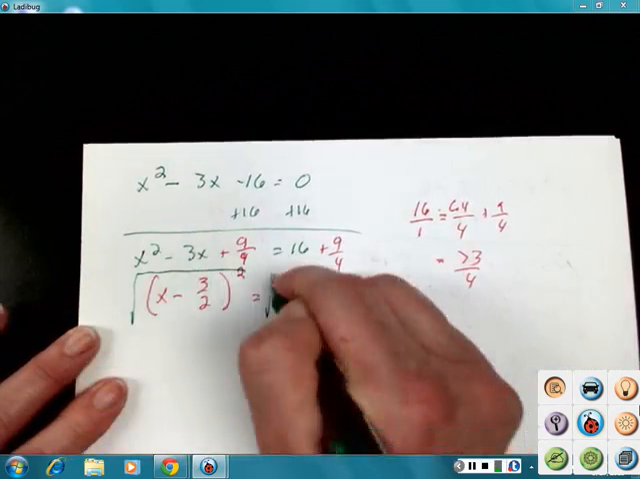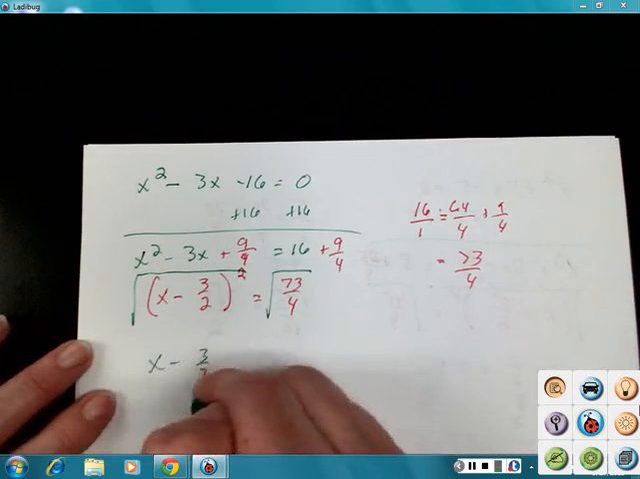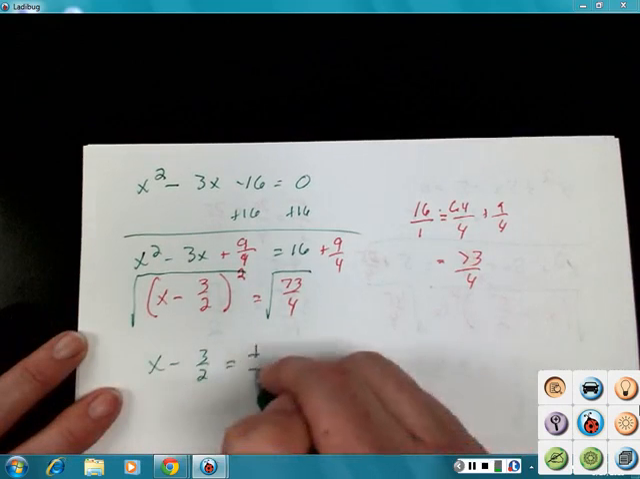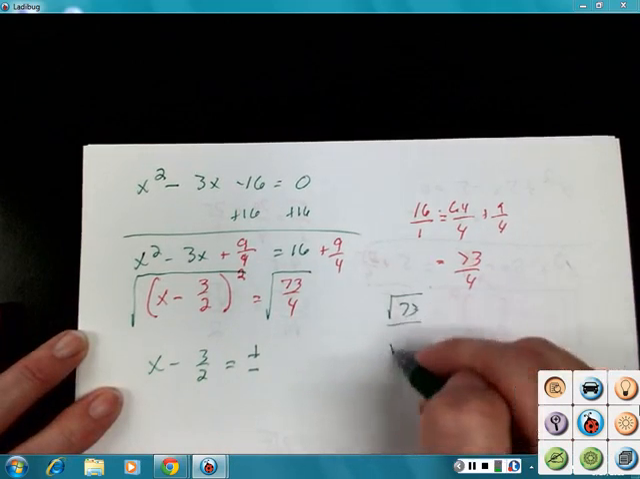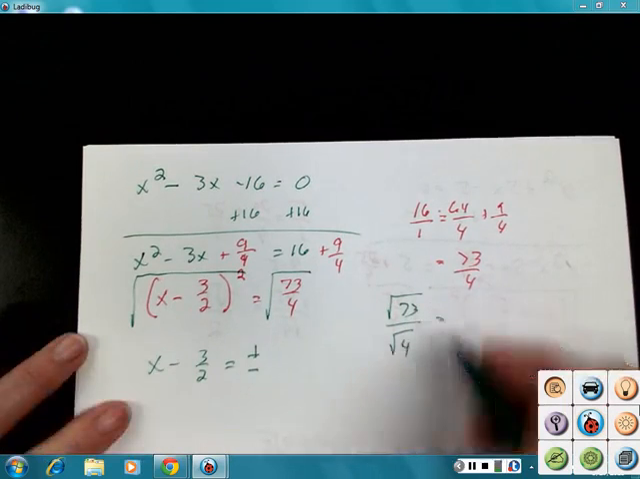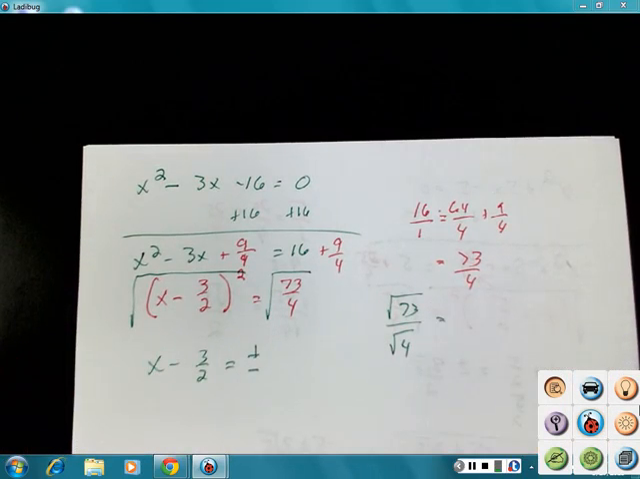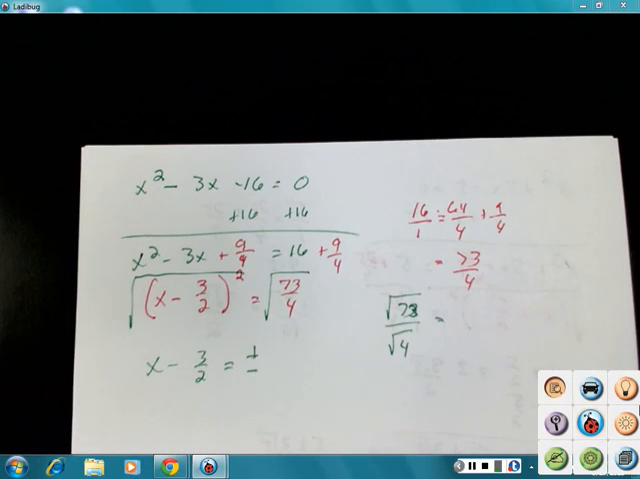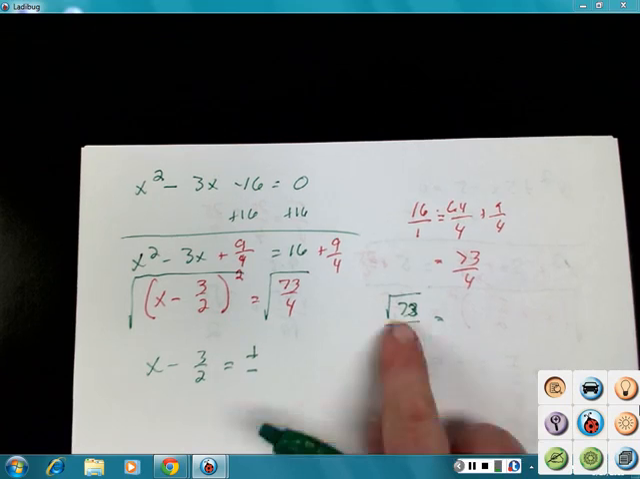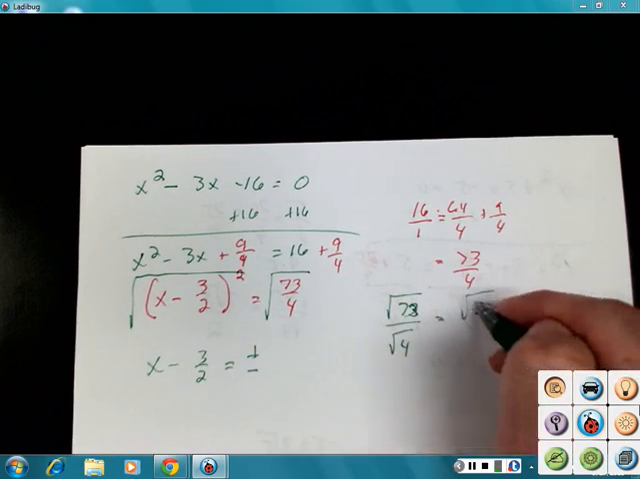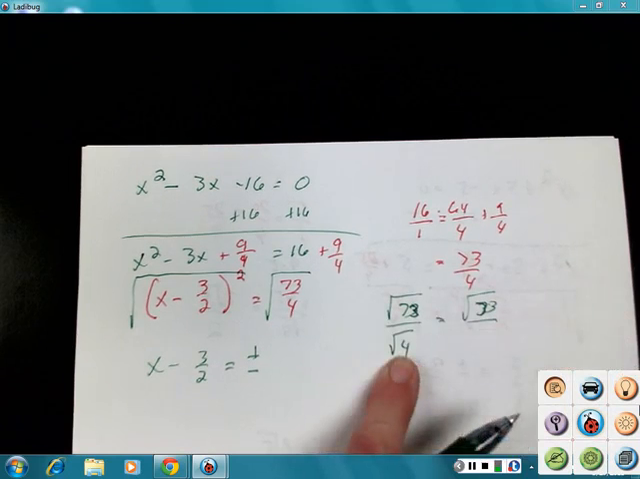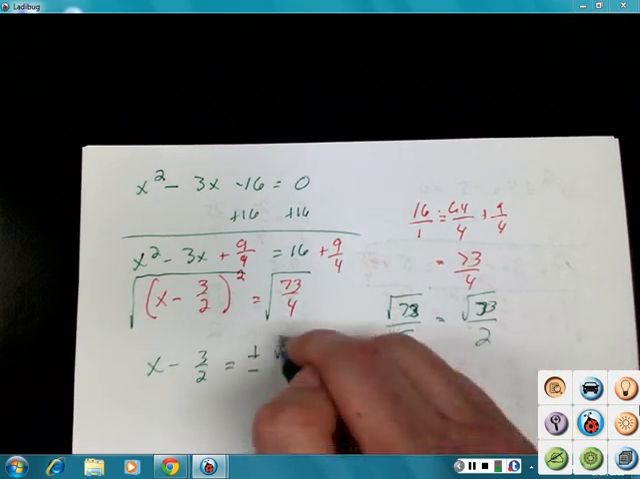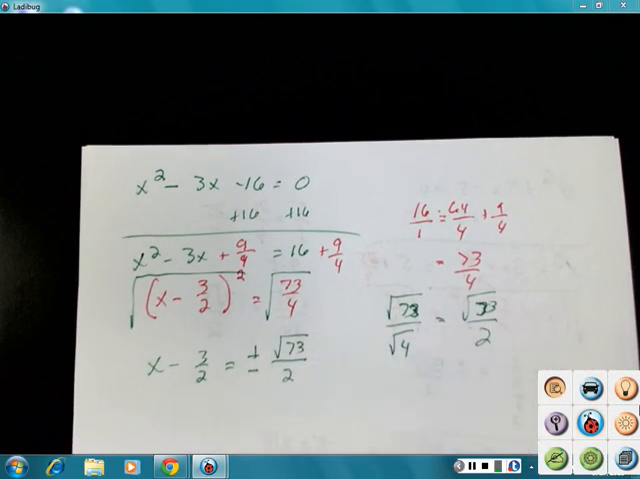So square root each side. I get x minus 3 halves is equal to plus or minus, now I got to work with this thing, square root of 73 over the square root of 4. Can I break 73 apart? Anything going in 73 that's a perfect square? 3 doesn't go in there, 5 doesn't, 7 doesn't, 11 doesn't. So all you check is your prime numbers to see if anything will go in there. And it doesn't because 73 happens to be prime itself. But square root of 4 is 2. So my answer is the square root of 73 over 2.